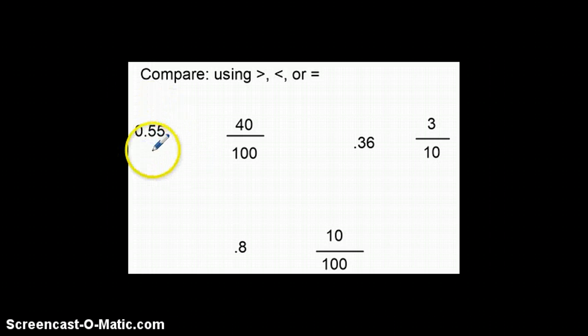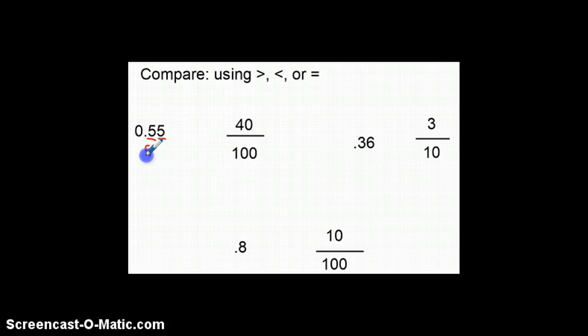is look at 0.55 and 40 over 100. What you should notice is that this one is in decimal form and this one is in fraction form. It's going to be difficult to compare, so what we're going to have to do is either take this and make it into a fraction, or we're going to take that and make it into a decimal by dividing. So, if you notice, 0.55, that is in the hundredth position. For this example, it's going to be easier to take this and make it a fraction.